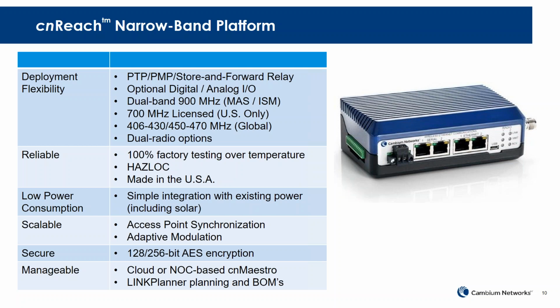And in this case, it's just as important, if not more important, with cnReach, where we're talking about very narrow channels, being able to reuse that spectrum and use it most efficiently. So to that end, we support access point synchronization in the TDD air interface on this radio. We also support adaptive modulation, so the radios will adapt to conditions and change their speed as the conditions change to get the best performance possible at any given time.